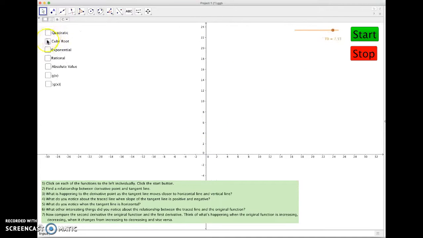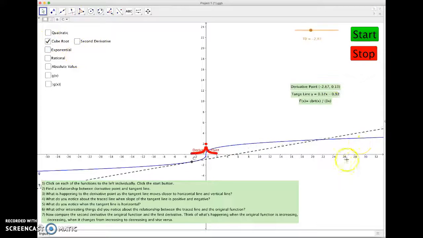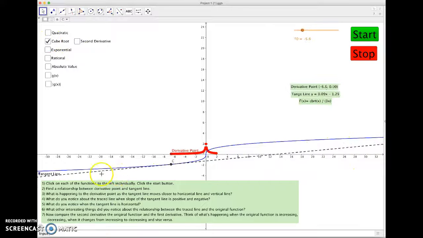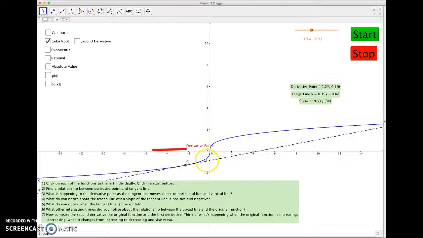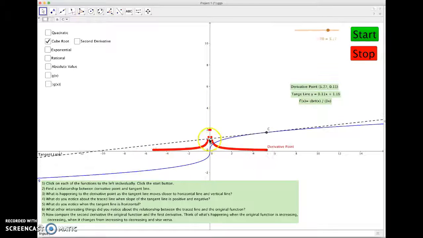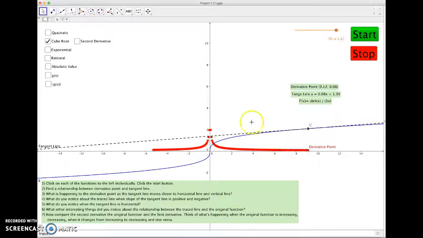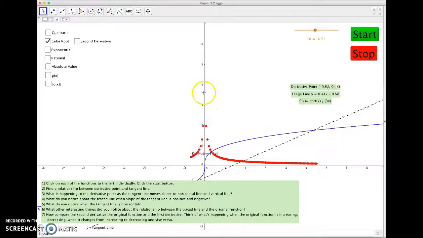We can just select, you can see our slider is still going because we never hit stop, and that's not a problem because we can just hit cube root and it automatically stops. We can see what's happening with our tangent line. We can see this interesting property. Let's zoom in a little bit. Once this tangent line turns vertical, we can see what's happening there. It looks like our values are getting closer to infinity.